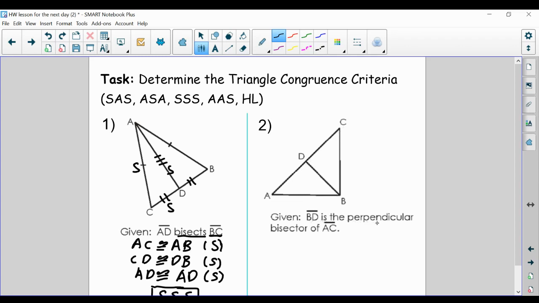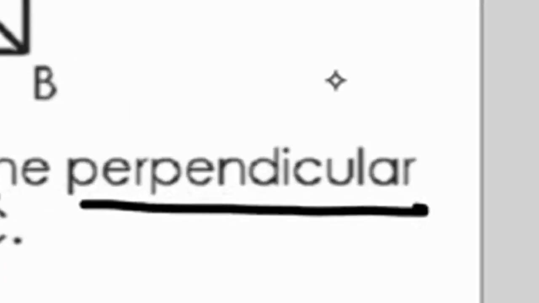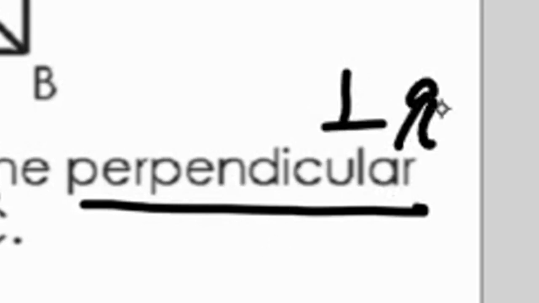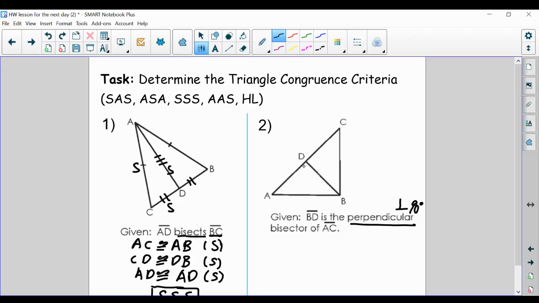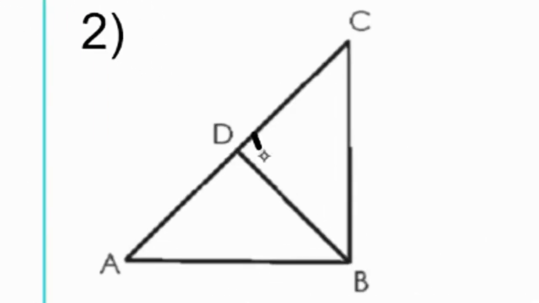BD is perpendicular. Here's a vocabulary word: perpendicular. What does perpendicular mean? Making a what degree angle? We've been talking about it before. This is the symbol for perpendicular. Making a 90-degree angle. Okay. So BD is a perpendicular bisector. We'll talk about bisector later. Perpendicular to AC first. So BD is perpendicular to AC, that means making a 90-degree angle here.